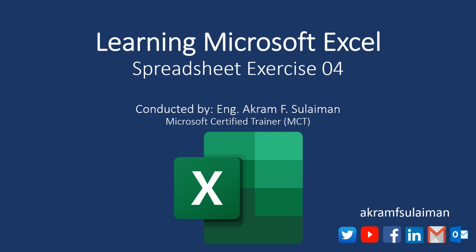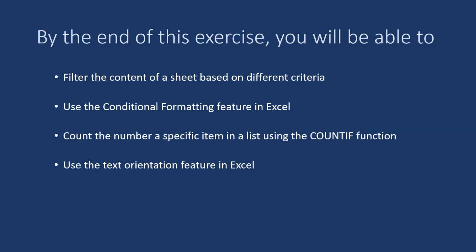So let us see what we have today in exercise 4. By the end of this exercise, you will be able to do the following important tasks. The first one is to use the filter feature in Excel based on different criteria, as we will see in this exercise. The second task is to use the conditional formatting feature in Excel, which is a very interesting feature, and I will explain it in detail.